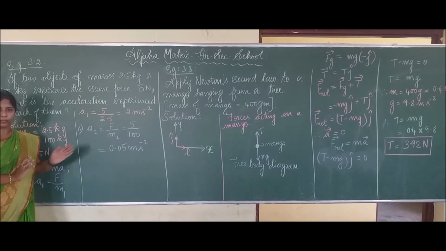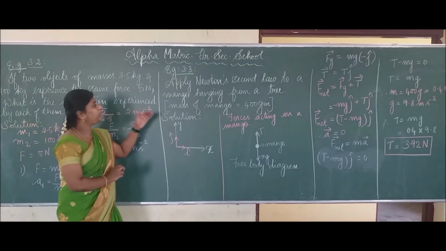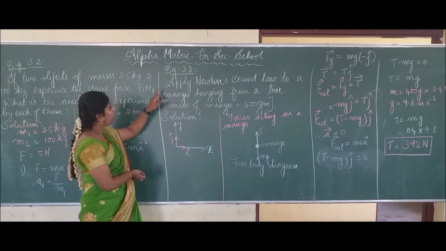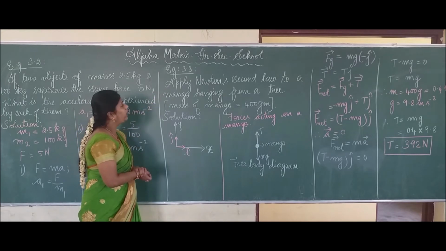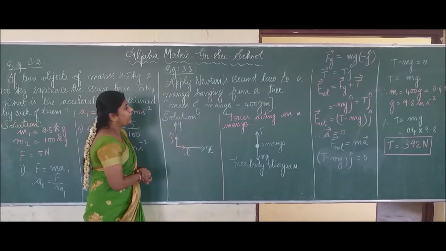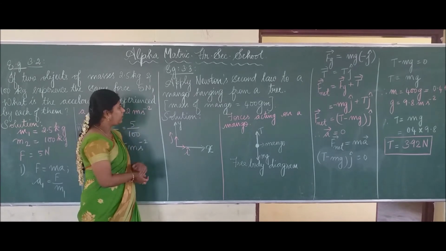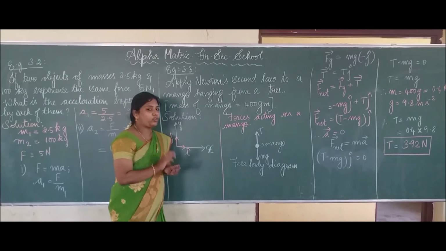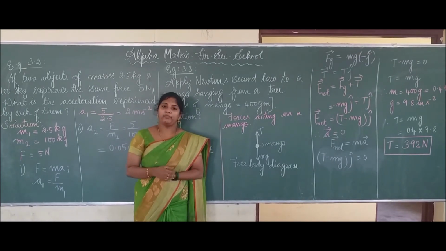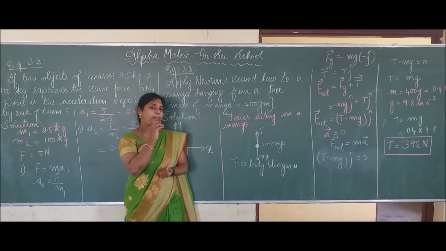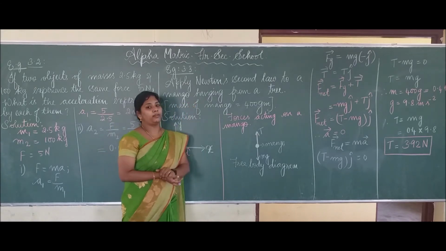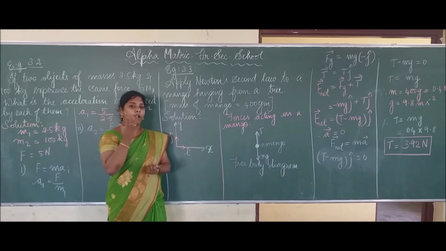That is an important 2 mark problem. And the next problem is example 3.3. What is given? Applying Newton's second law to a mango hanging from a tree. So we have to apply Newton's second law. What is the formula? F equals ma. So we apply this formula when the mango is hanging from a tree.